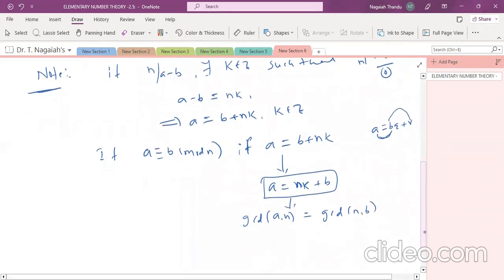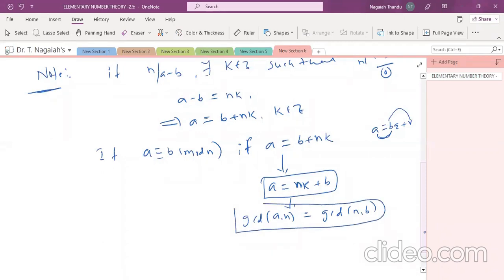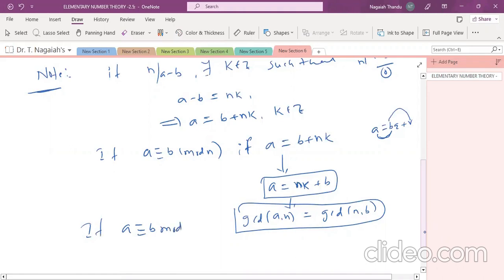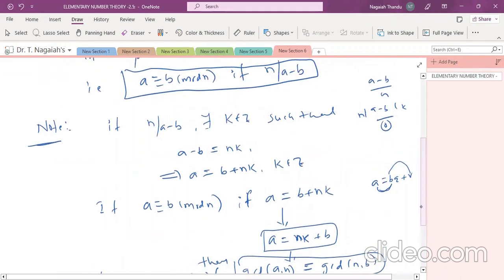Already we discussed this condition: A is equal to BQ plus R by the Euclidean division algorithm, so GCD of A comma B is the same as GCD of B comma R. By this condition we can write that if A is congruent to B modulo n, then GCD of A comma n is exactly equal to GCD of n comma B. This is one of the important properties. The major thing to remember here is that A congruent to B modulo n means n divides A minus B, and this number n must be a fixed positive integer.